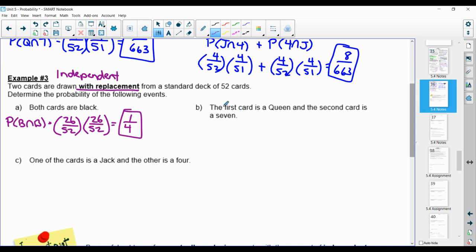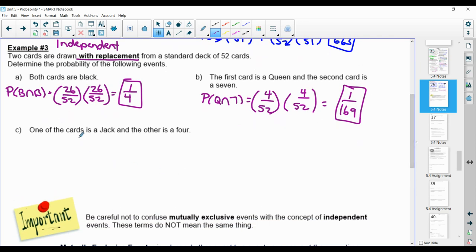All right, part B says the first card is a queen and the second card is a 7. Again, we're specific on order, so queen and then 7. Well, there are 4 queens in a deck out of 52 cards, and then 4 7s in the deck out of 52 because, again, we've replaced the card each time. So that gives me 1 out of 169.